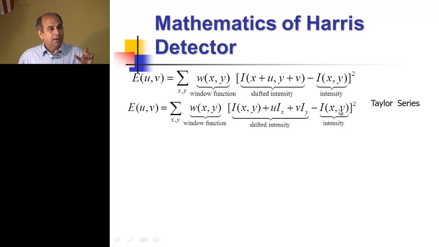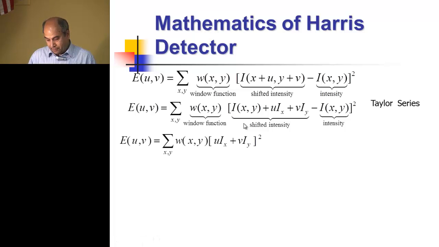So this is a pretty simple approximation of I(x+u, y+v) by Taylor series, just the first order term, which means you only have the first derivative with respect to x and y. Now the interesting thing will happen, because as you see, this and this are the same. We can cancel it. Okay? So w will remain the same here. Then this will cancel. This is u Ix plus v Iy, and the whole thing is squared.